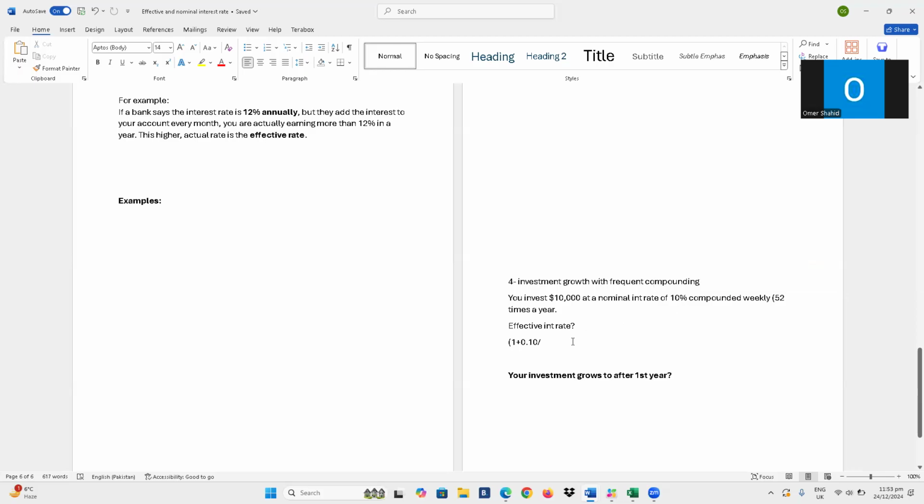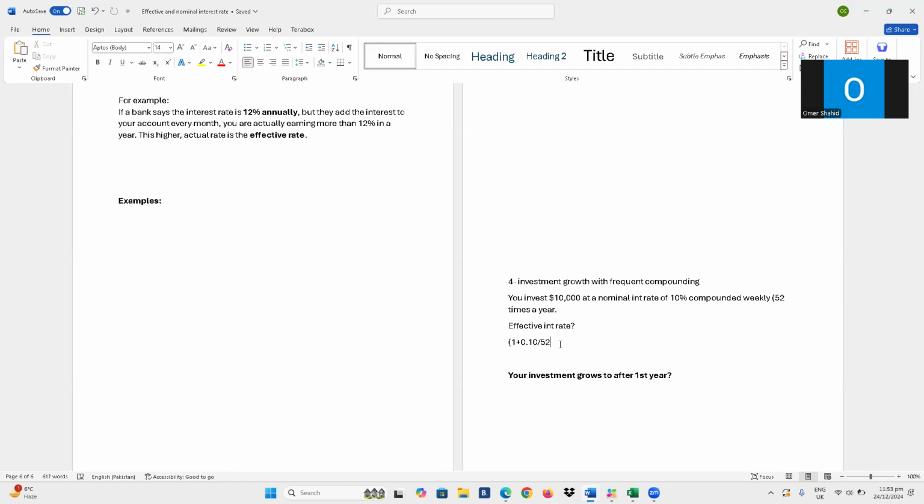So we will simply assume that this 10% is the annual interest rate, because specifically they are not mentioning here that this 10% is a weekly interest rate. So obviously we will assume it is an annual interest rate, and to get the weekly interest rate we need to divide it by 52, because we have 52 weeks in a year.